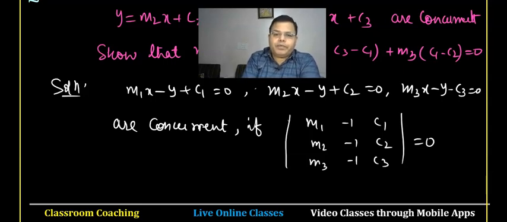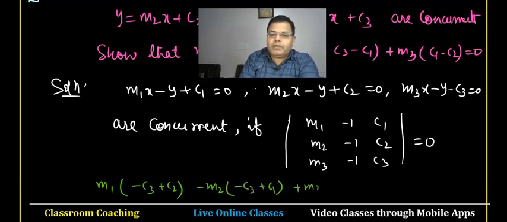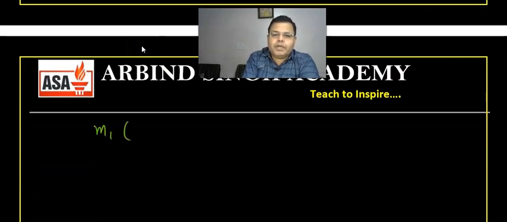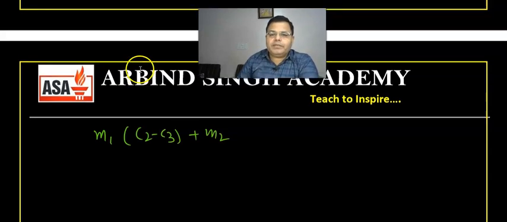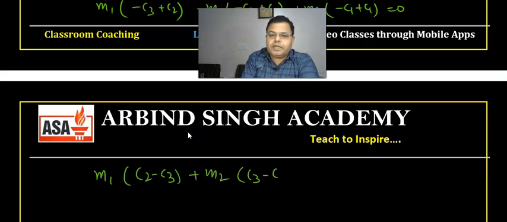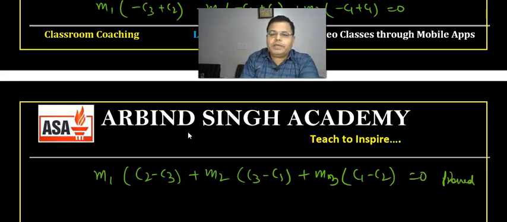And therefore, on solving them, what will happen? M1 into this, the minus 1 cancels, so this will be minus c3 plus c2. Then minus m2 into, this cancels, so what is this? Minus c3 plus c1. And then m3 into, this cancels, minus c2 plus c1, is equal to 0. That will come as m1 into c2 minus c3, isn't it? Then plus m2, if I take the negative sign, then c3 minus c1 will be there, and plus m3 into c1 minus c2 is equal to 0. This you have to prove. So you can do that. This is a simple way in which you can approach this question.